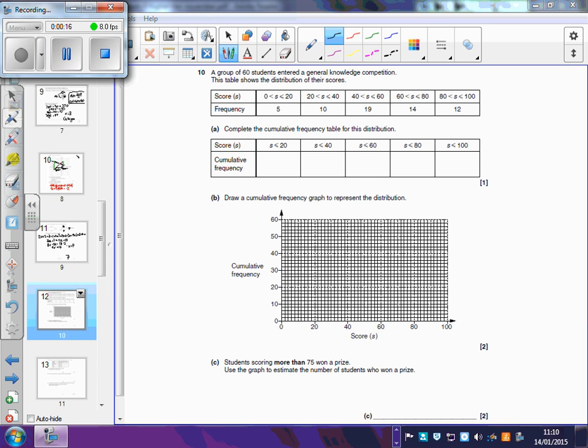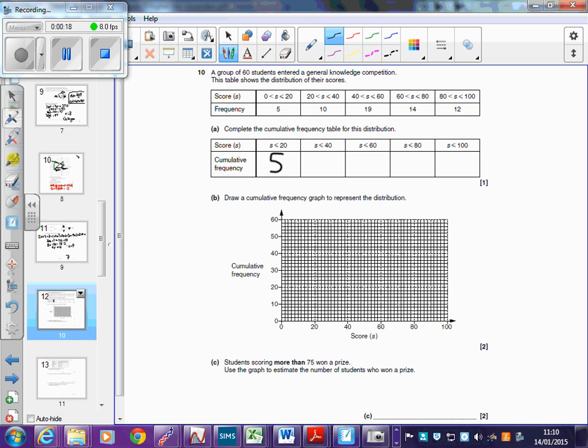So between 0 and 20, there is 5. Less than 40, you've got the 5 between the 0 and 20, plus another 10, which is 15. Less than 60, you've got the 15 that you've had so far, plus the 19 there, so that gives me 34. Here I've got another 14 plus that 34 gives me 48, and another 12 gives me 60. That's good because I wanted an answer of 60 because there is 60 students.